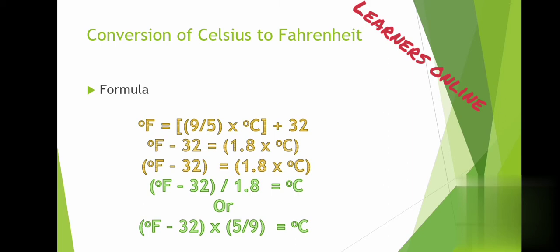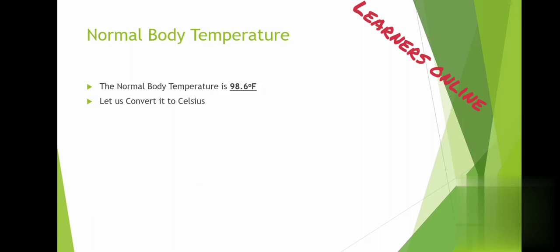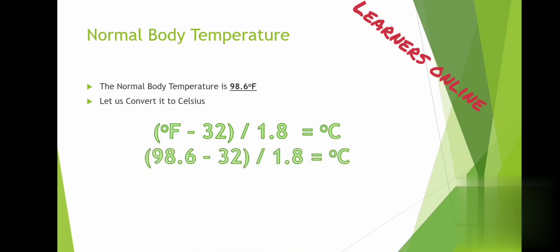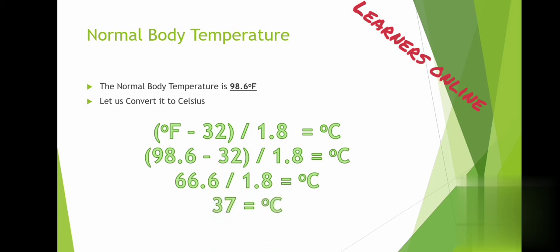Let us look at an example. The normal body temperature is 98.6 degrees Fahrenheit. If we want to convert it into Celsius, we write down the formula. We substitute 98.6 for Fahrenheit. By subtracting 32 from 98.6, we get 66.6. We divide it by 1.8 and we get 37 degrees Celsius. So we can see that 98.6 degrees Fahrenheit is 37 degrees Celsius, that is our normal body temperature.